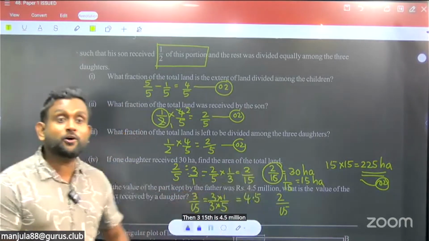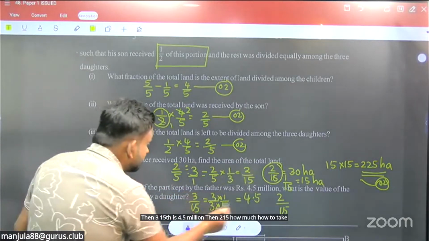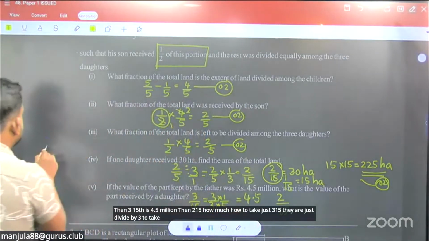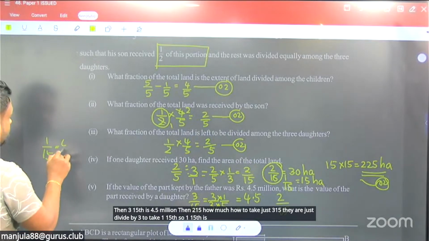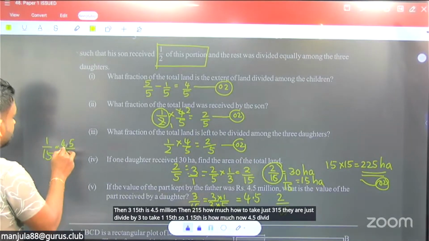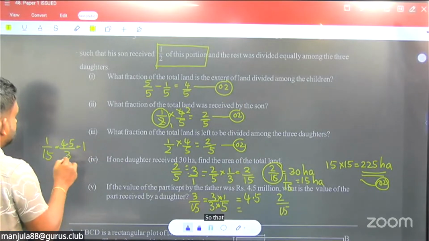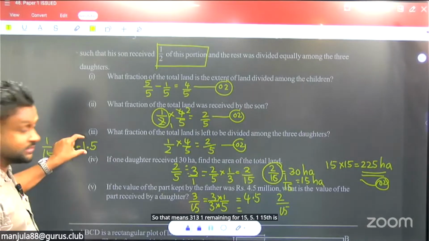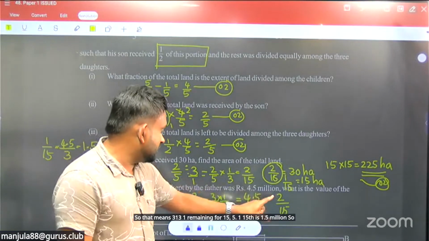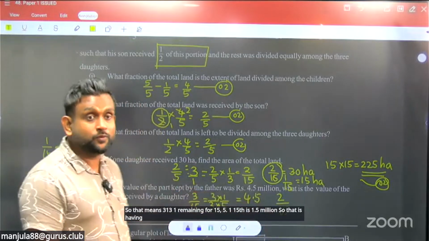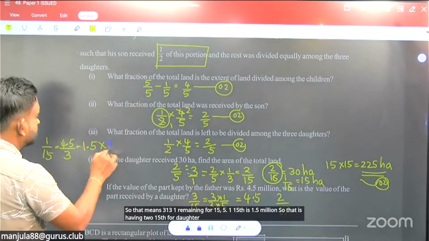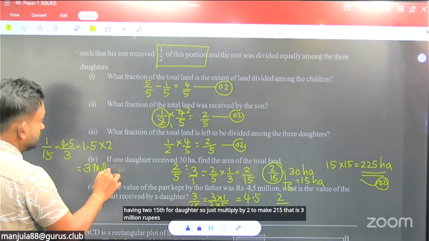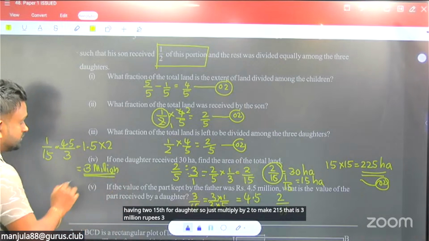Then 2/15, how much? How do we take it? From 3/15, just divide by 3 to get 1/15. So how much is 1/15 now? 4.5 divided by 3 is 1.5. So 1/15 is 1.5 million. Having 2/15 for the daughter, just multiply by 2 to make 2/15. That is 3 million rupees. 3 million. So that is 2 marks there.